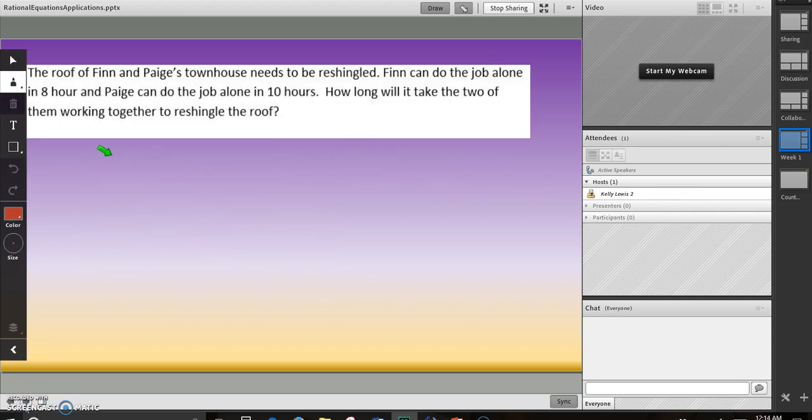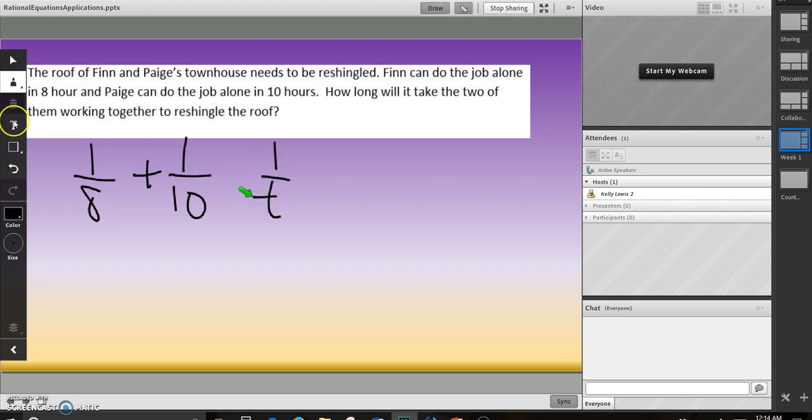The roof of Finn and Paige's townhouse needs to be reshingled. Finn can do the job alone in 8 hours, and Paige can do the job alone in 10 hours. How long will it take the two of them working together to reshingle the roof? Finn can do it in 8 hours, so in 1 hour he can do 1/8 of it. Paige can do it in 10 hours, so in 1 hour she can do 1/10 of it. And for the total, we're going to write 1/t.